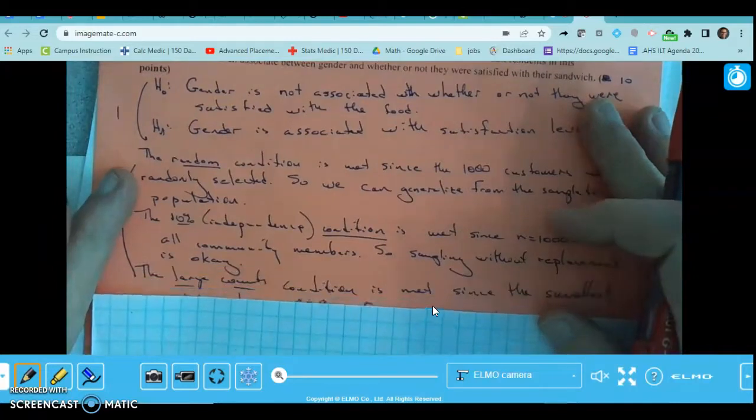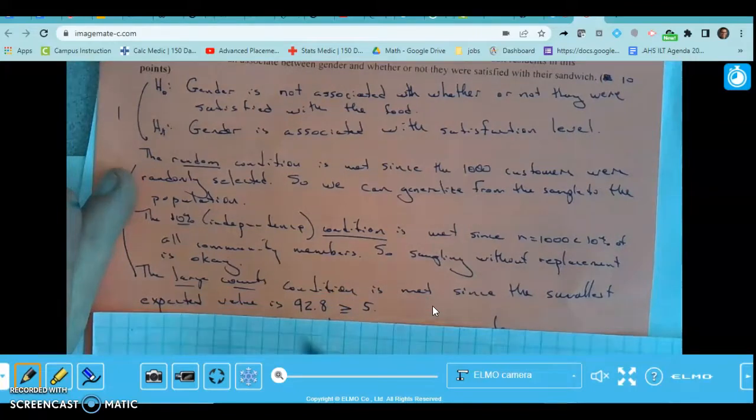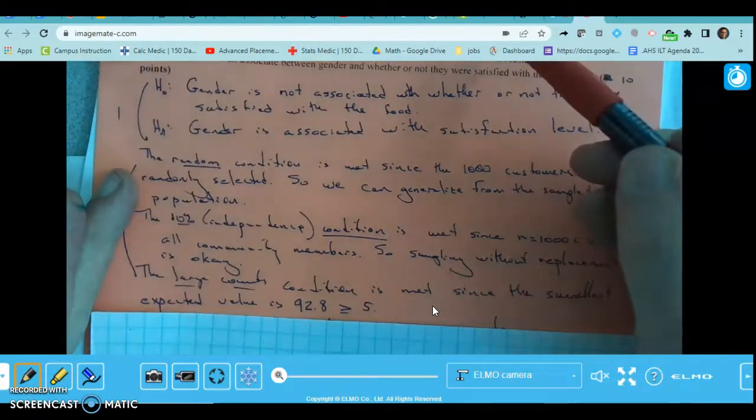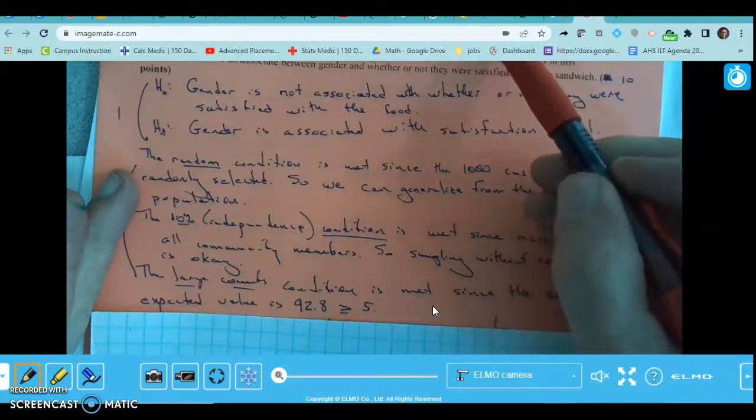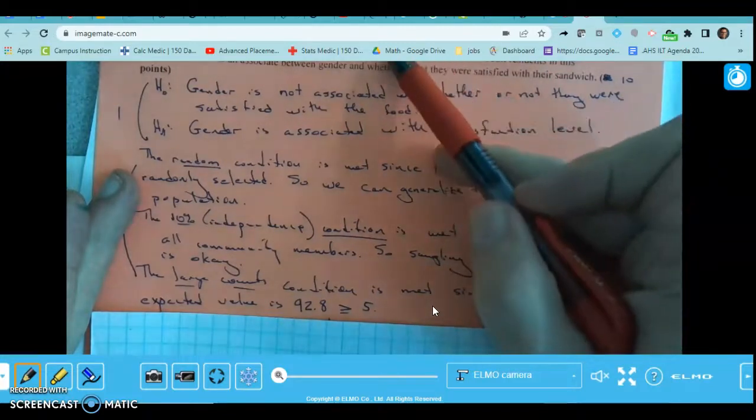Finally, the large counts condition. The expected value for each cell in a chi-squared test needs to be greater than or equal to 5. And in this case, we find the expected value by taking row sum times column sum divided by total. So if I think about finding the smallest expected value, that will occur in the row that had the smallest total, in this case the not satisfied group, and in the column that had the smallest total.